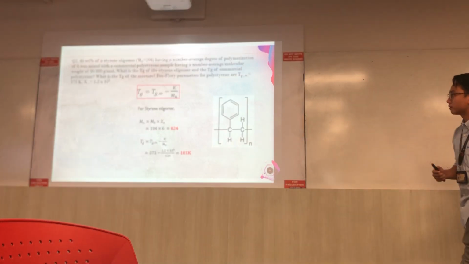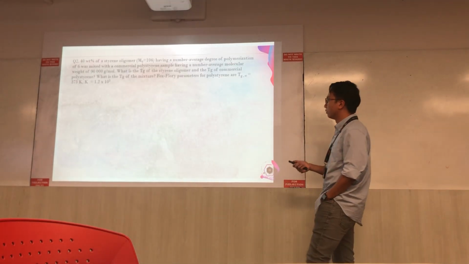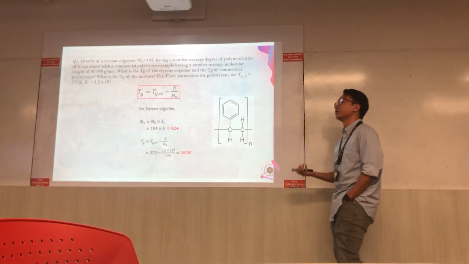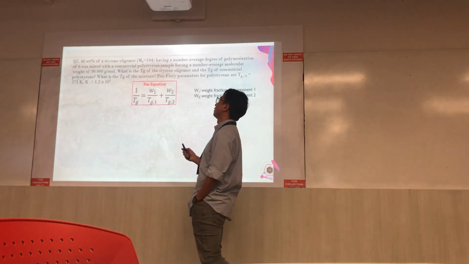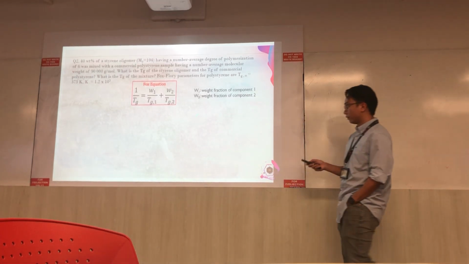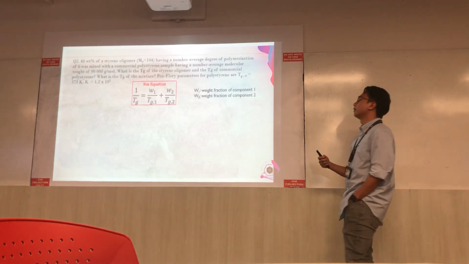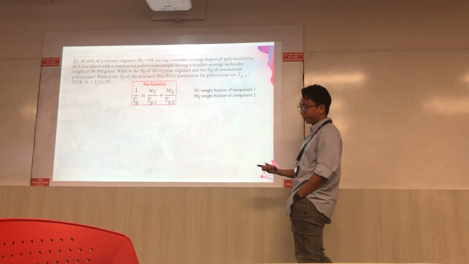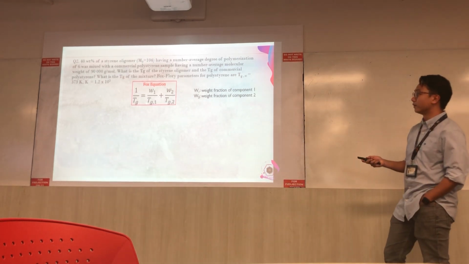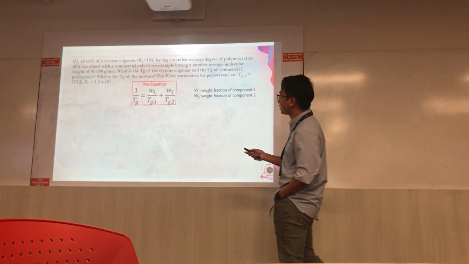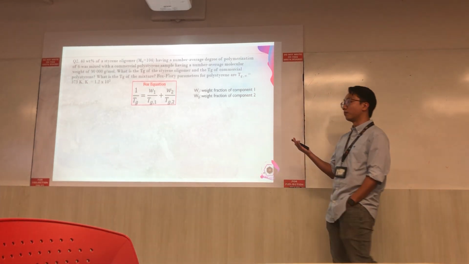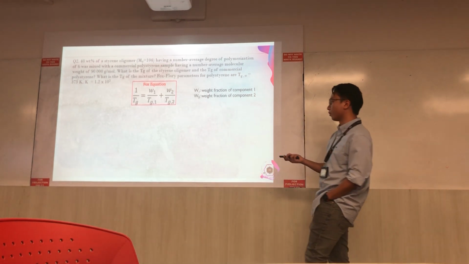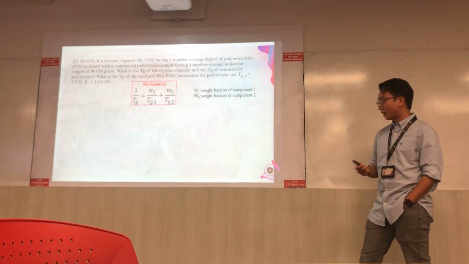Now you've got the Tg of the first component. How do you find the Tg of the mixture? For this you go to the Fox equation. The Fox equation defines how you find the Tg of a mixture. It says that the inverse of the Tg itself equals the weight fraction of each individual component divided by the Tg of that individual component, and you just add everything up.